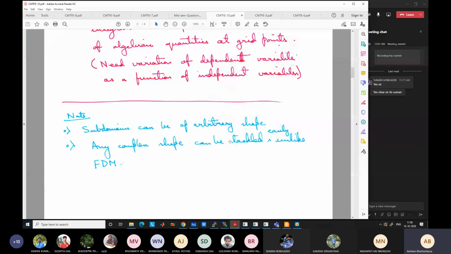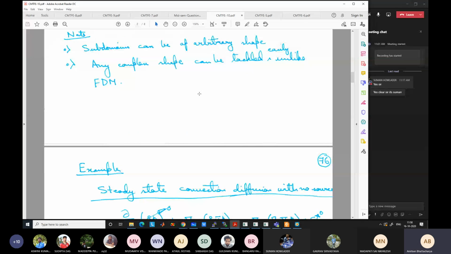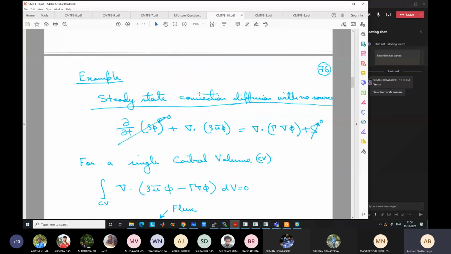Let us go to a standard example so that you know what we mean by converting the integral into difference, like volume integral into surface integral and things like that. Let us take a break and then we will jump to this. Okay. Yes, please tell me.